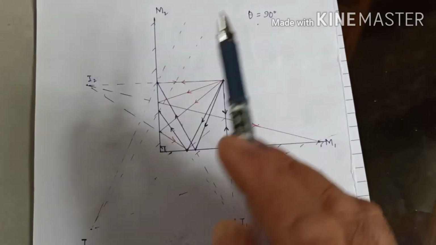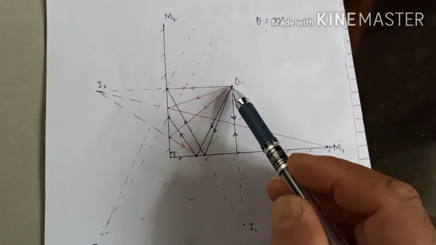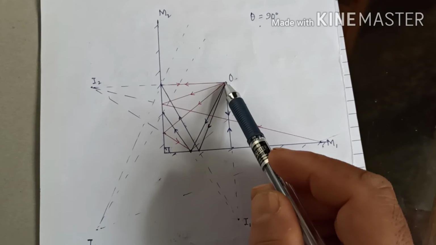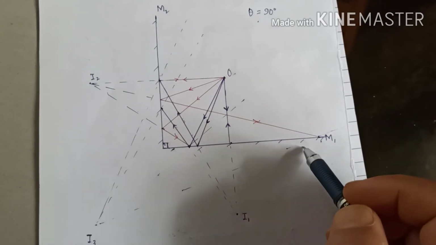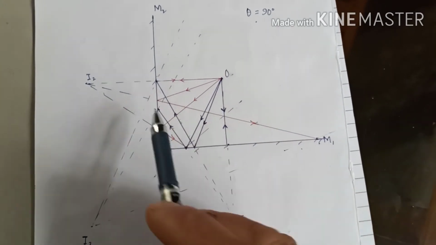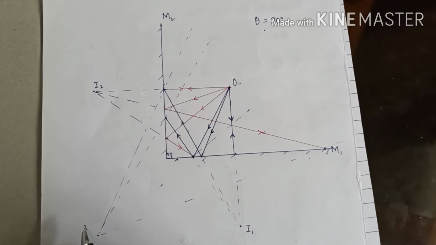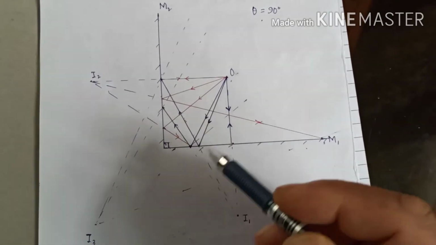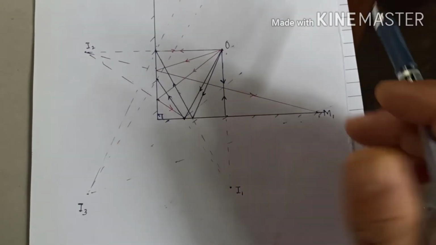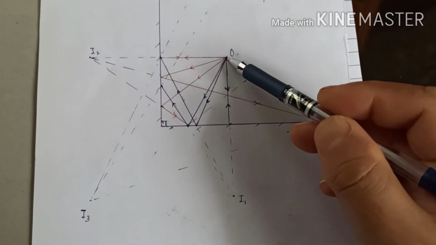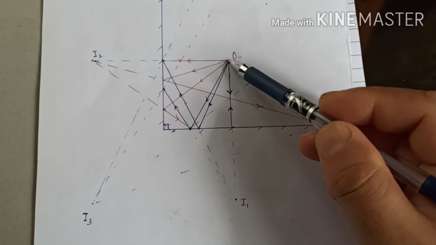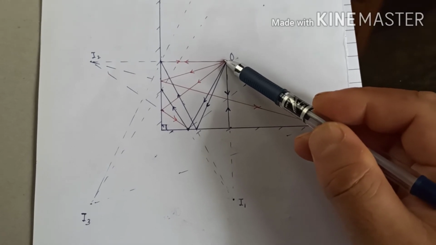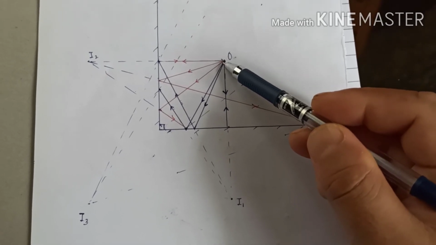Theta here is 90 degree. I have taken an object O. This is in front of the mirror M1 as well as in front of mirror M2 also. So both the mirrors will form its image. Let's see now how the images are formed. So here first of all, this O is the object. I have taken in this diagram 3 incident rays from this point object.